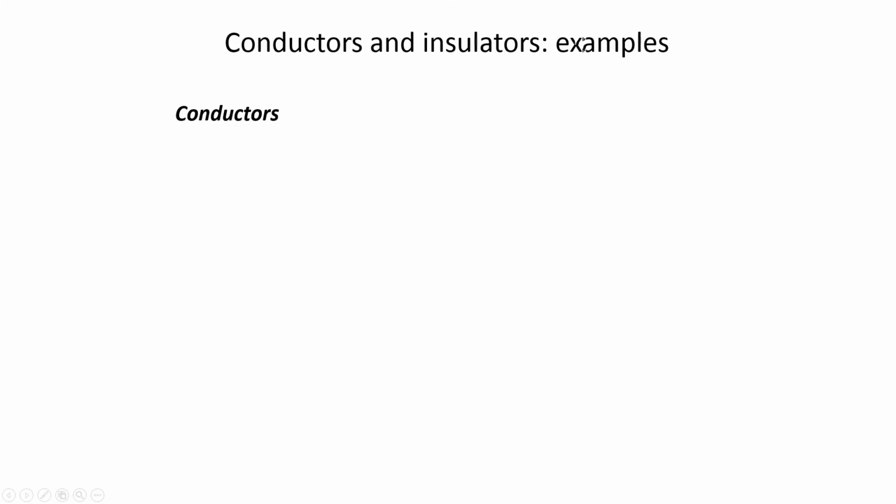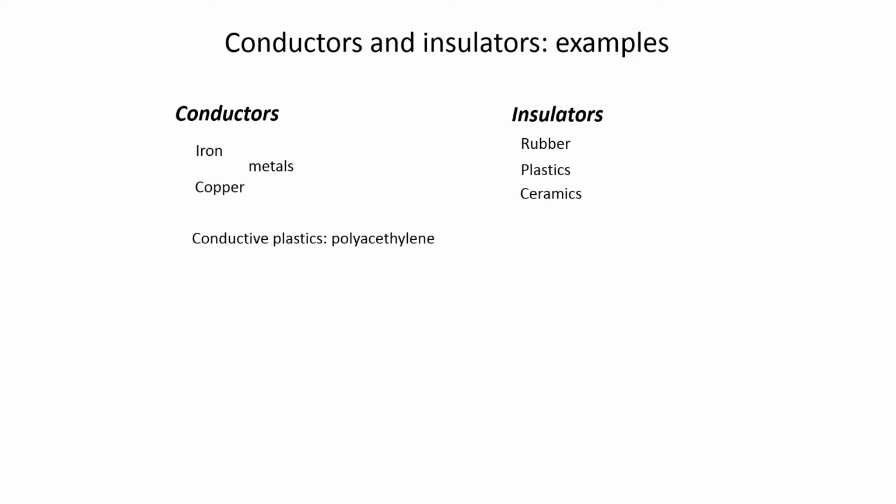A few examples of conductors and insulators. Conductors are iron and copper, which are metals, and metals are most of the time conductors. Insulators are things like rubber or plastics. A few ceramics are also insulators. A special exception is conductive plastic. Polyacetylene is a plastic which can conduct electricity. They exist. And for example, nerve cells, don't forget the human body. The nerve cell is a good conductor. Now, the whole human body is, but the nerve cell is a specialist in that.